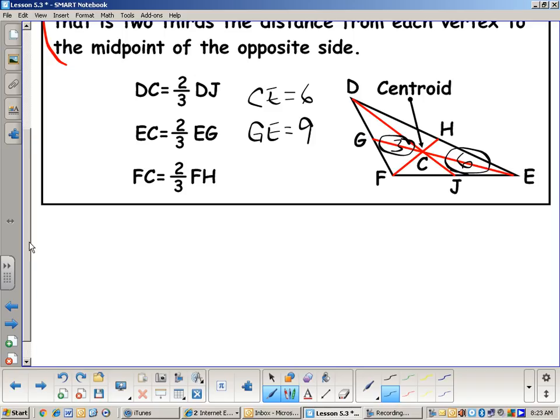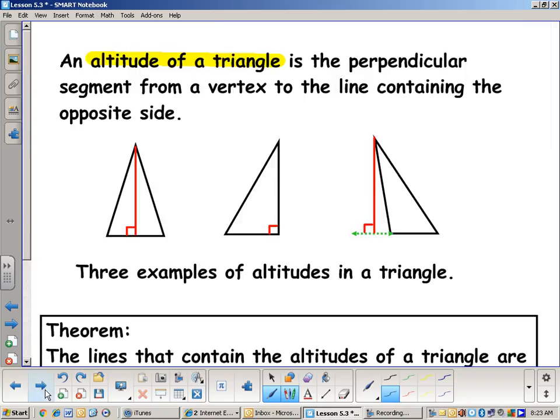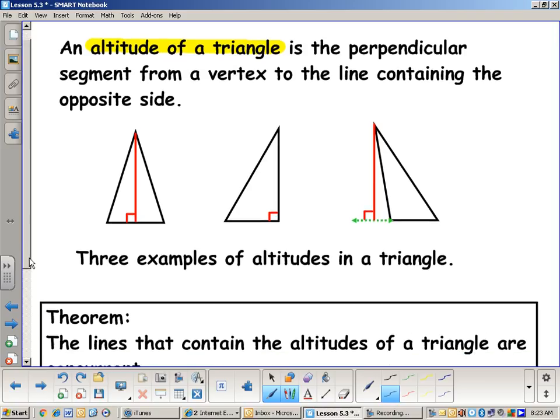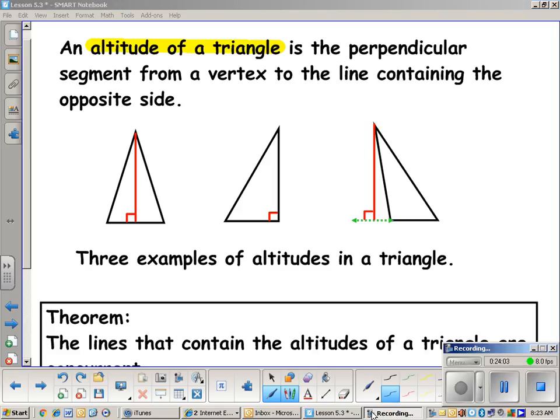All right. Let's move on. The altitude. The altitude of a triangle is a perpendicular segment from the vertex to a line containing the opposite side. Altitudes are what we use when we're finding area because we want to know the height of the triangle. We use altitudes when we're finding area.